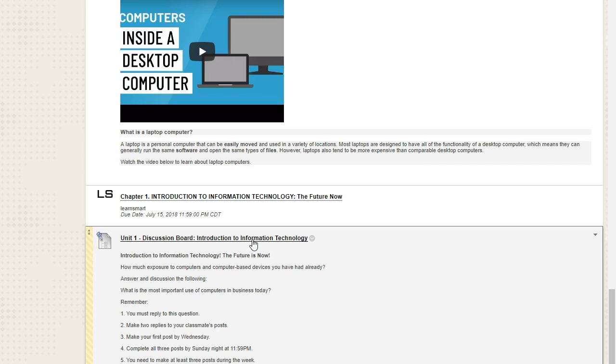You won't be able to see what anybody else wrote until you've created one thread yourself. So just be aware of that, and make sure that you're going into detail. Don't give some surface-level answer. For instance, how much exposure to computers and computer-based devices have you had already? And just say, not much. That's not a good answer. That's not going to get you too far. I don't have a word count that I'm looking for, but certainly you can go deeper than that. Everybody's had some experience with technology.